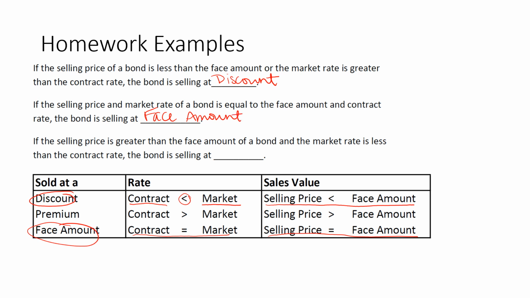And then the third example, if the selling price is greater than the face amount and the market rate is less than the contract rate, the bond is selling at a premium.